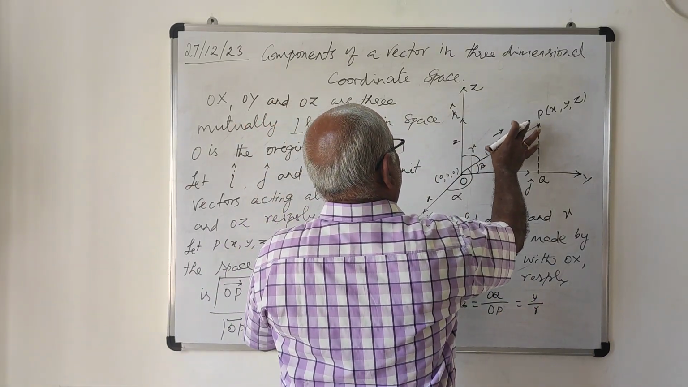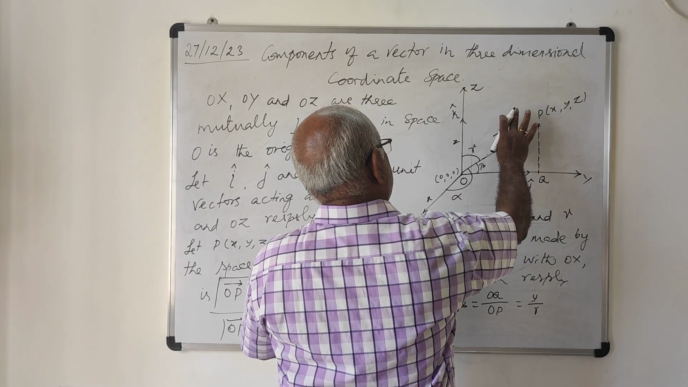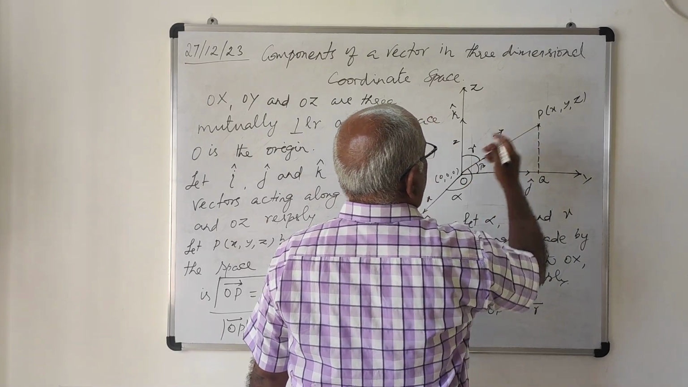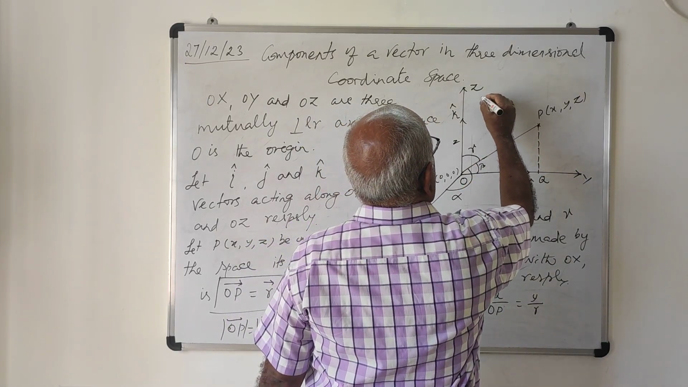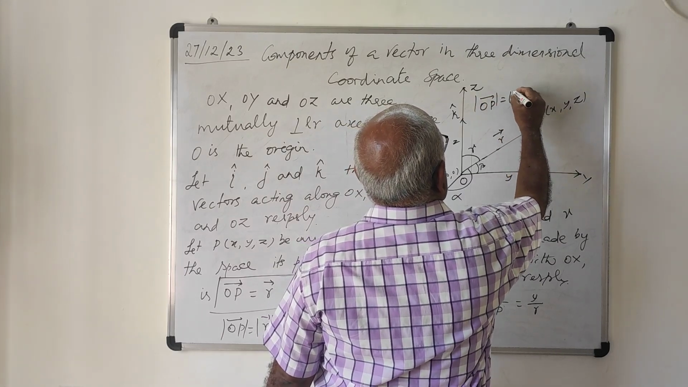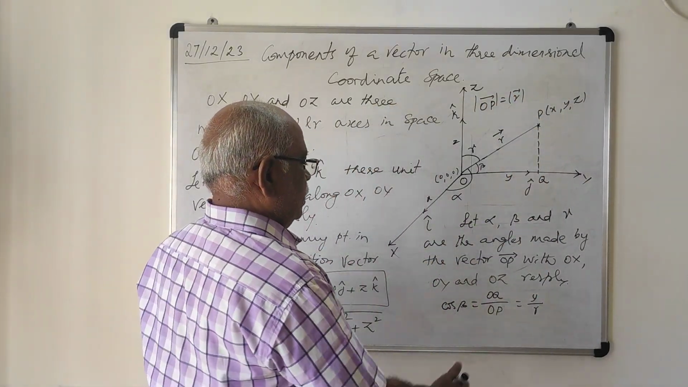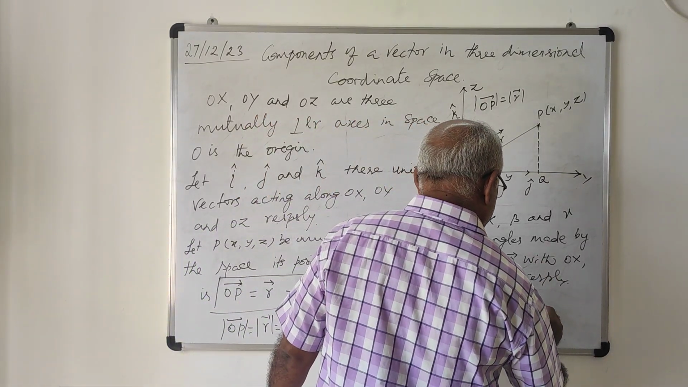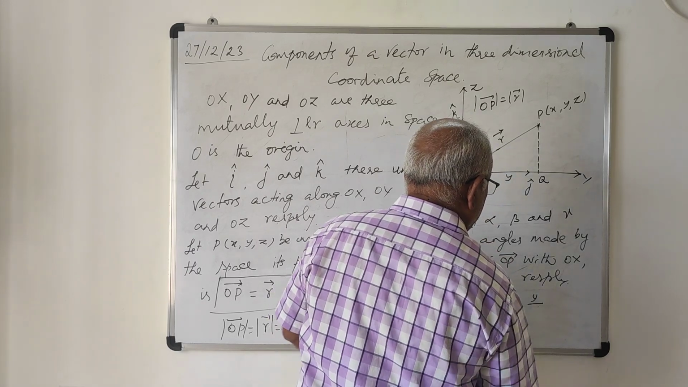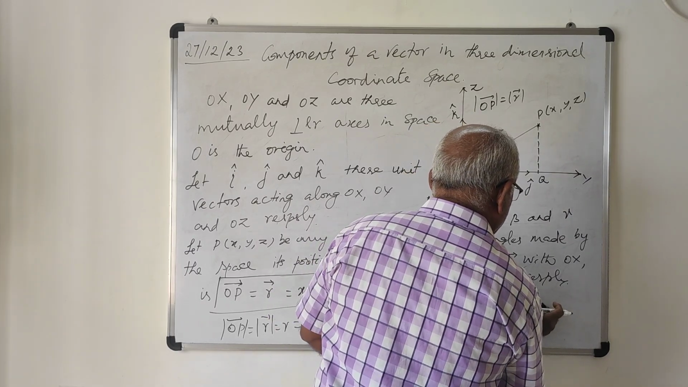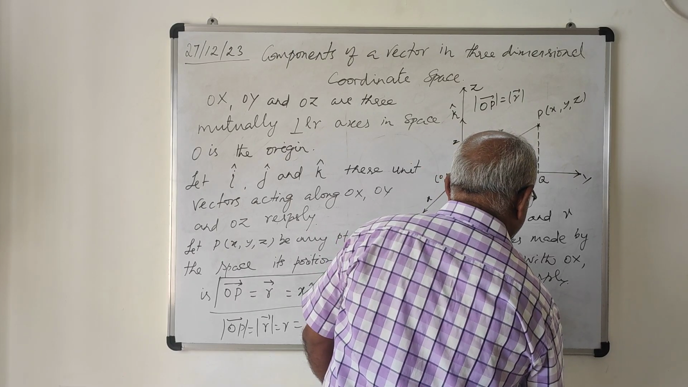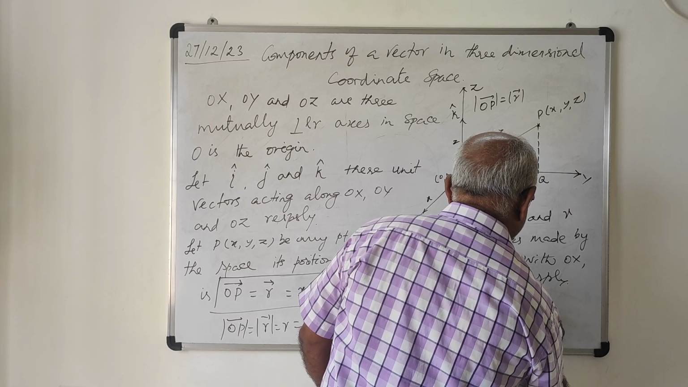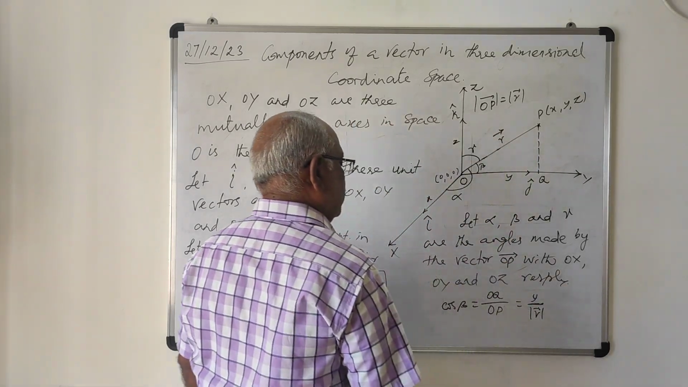See, don't get confused: this OP is the distance, the modulus of vector R. OP is mod of OP, equal to the modulus of R. That is given by y by r, or y by mod R, whatever it may be. So you write cos beta equal to y by modulus of R, or simply r.